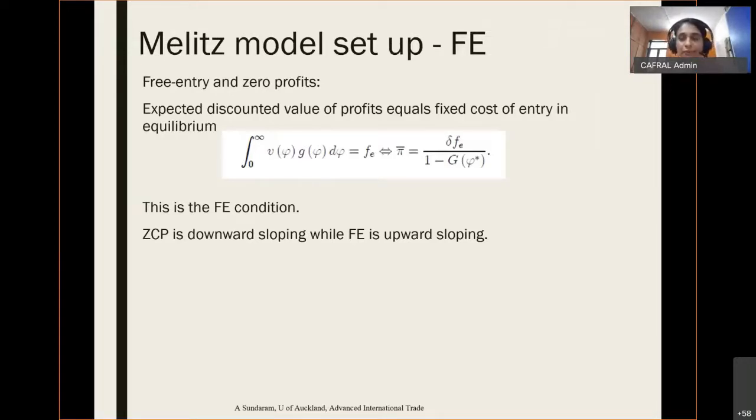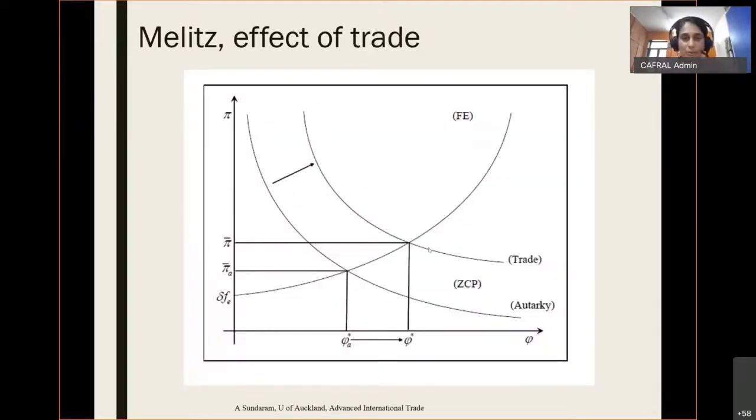So this is saying that if the cutoff productivity level is very high, that means once you draw, you have to have a very high productivity level in order to be able to produce and cover your entry cost. So it becomes much harder to expect that you will cover your entry cost if the cutoff level is very high. That is why this is upward sloping. You need more profits to be able to cover the entry cost if the cutoff is very high. The probability that you will actually make that threshold is low. So that is why the entry condition is upward sloping.